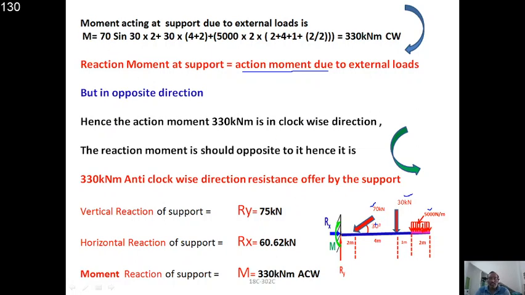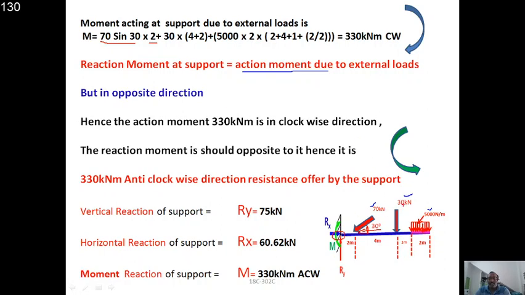Therefore, 70 sin 30, that is the vertical component of the inclined load, at a distance of 2 meters. Please note that there is a horizontal load also here, but it is parallel to your required point. Hence, it is a collinear force, so there is no moment for this. That's why we have not considered 70 cos 30, right?